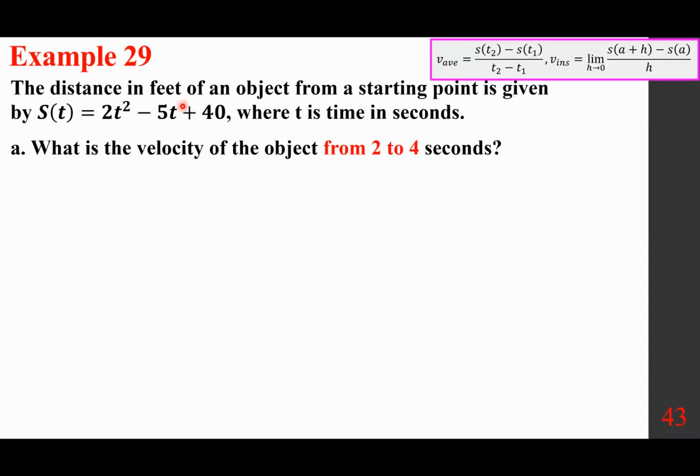The distance in feet of an object from a starting point is given by s of t equals 2t squared minus 5t plus 4d, where t is time in seconds. What is the velocity of the object from 2 to 4 seconds? This is the average velocity class. So in this case, it would be this formula, which gives you v, in this case, s of 4 minus s of 2 over 4 minus 2.